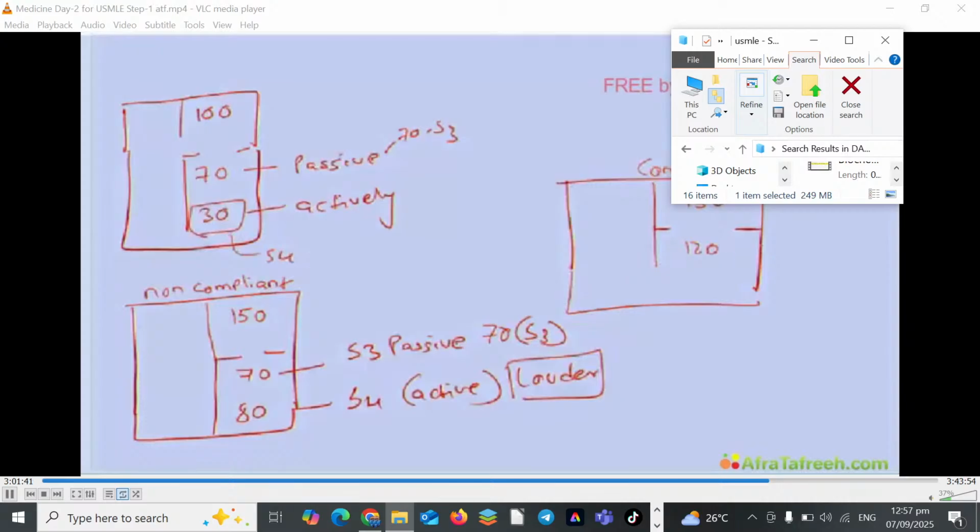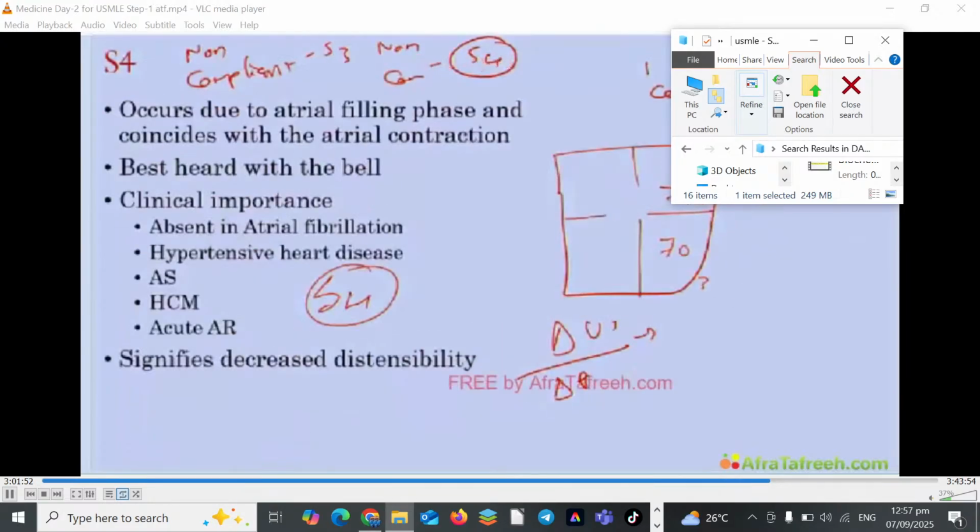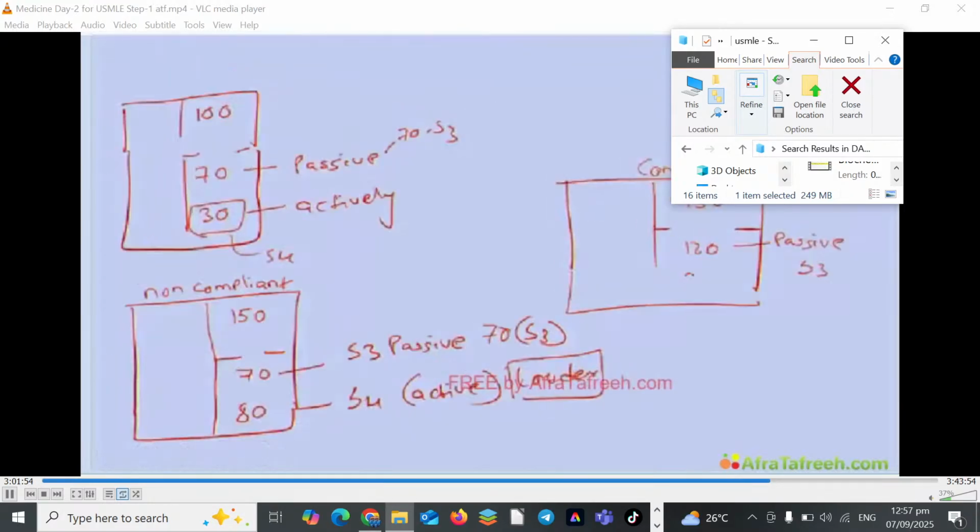And so this is your passive, and at 120 you will get your S3. But your S4 will only be 30 ml, which is your active. So here S3 would be much louder than your S4. So S3 is better heard. Is this concept clear? Great. So when you're talking about a compliant heart, which sound should be heard?